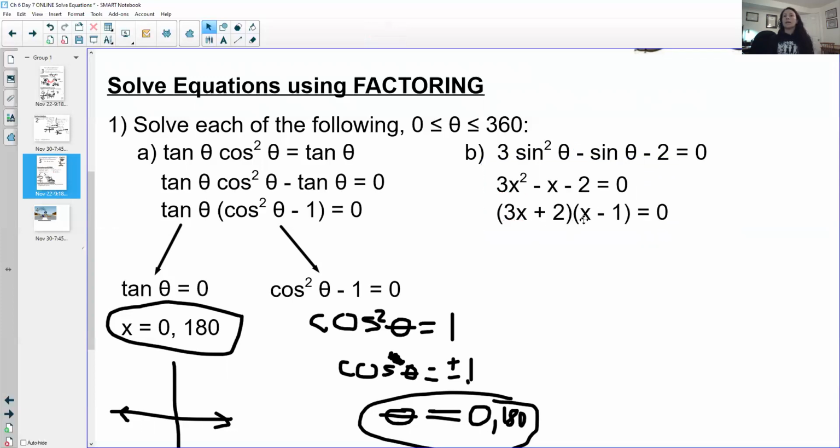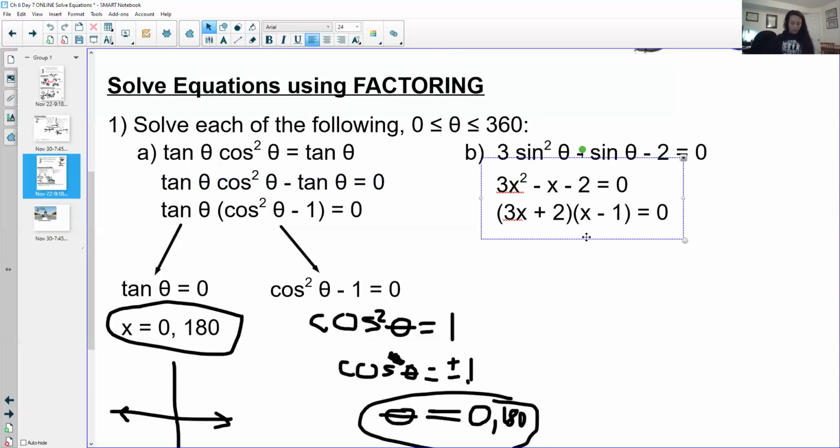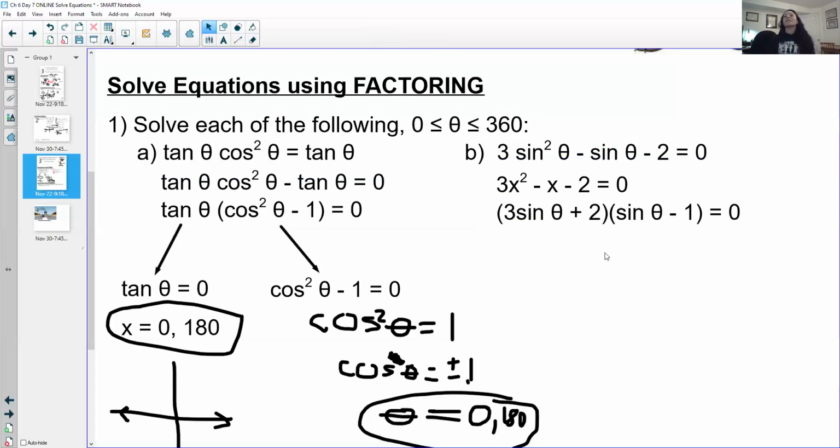This should work. 3x times x is 3x squared. Positive 2 times negative 1 is negative 2. This 3x times negative 1 is negative 3x plus 2x. Yep, I get negative x. Okay, so I factored properly. But instead of x, I had sine. So let's just replace this with sine theta. So now I've got this times this equals 0. You've got to figure out when this is equal to 0 and this is equal to 0. So let's look at each one of them.